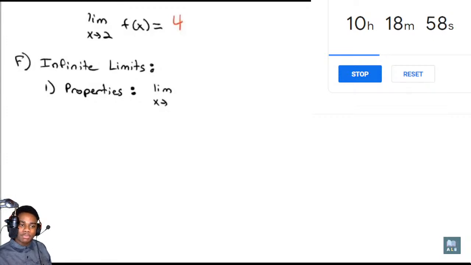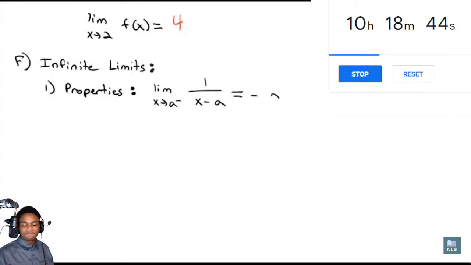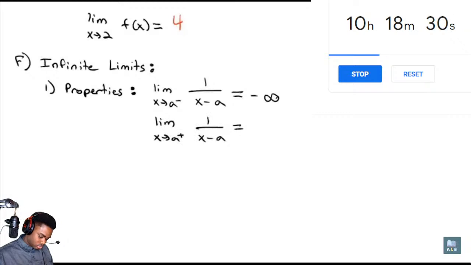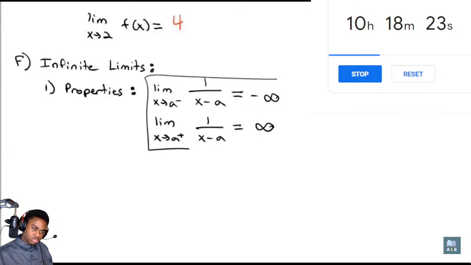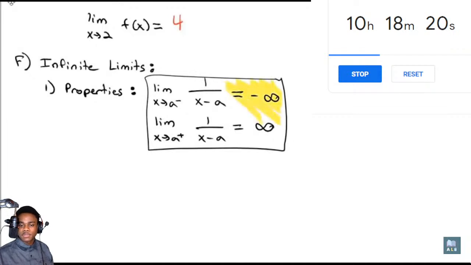First property is that the limit as x approaches a from the left of 1 over x minus a, if we're coming in from the left on this guy, this function will always go to negative infinity. Because all the pieces are positive, it's going to go down to negative infinity. Similarly, as x approaches a from the right of 1 over x minus a, coming in from the right, we're going to go up to positive infinity. These two limits are going to be the key to finding infinite limits by hand rather than going through the table method or the graph method.